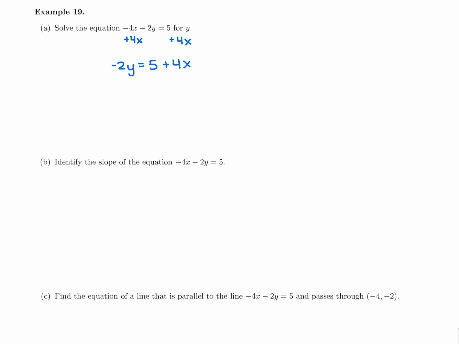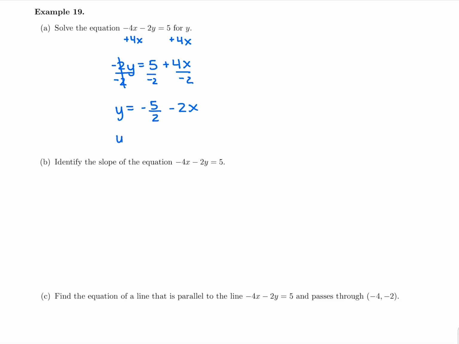And then the next step to get y by itself is to divide by negative 2. So these negative 2s will cancel. We'll have y equals negative 5 halves, and then 4 divided by negative 2 is negative 2x. We leave 5 divided by negative 2 as just negative 5 halves. It doesn't divide nicely, but 4 divided by negative 2 comes out to be negative 2.